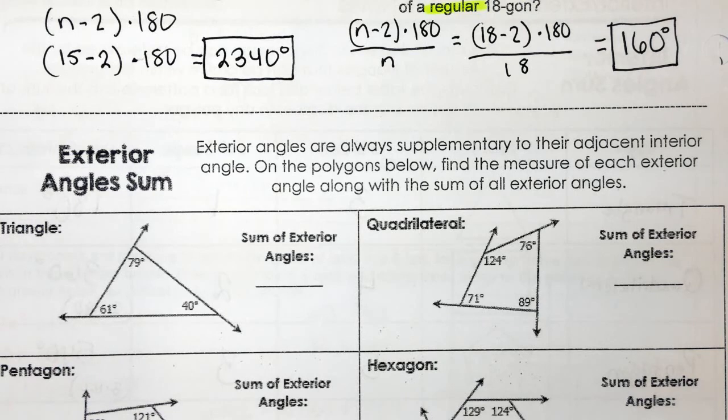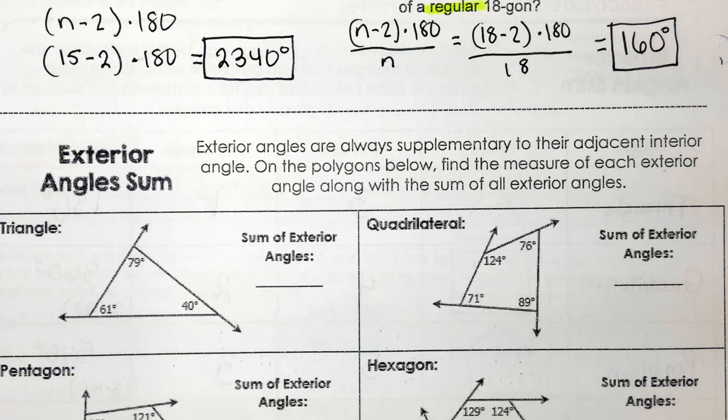Exterior angles. These are the outside angles. Y'all should know this. Exterior angles are always supplementary. Keyword there. Supplementary meaning what? 180, right? To their adjacent interior angle. On the polygons below, find the measure of each exterior angle along with the sum of all the exterior angles. Tim will come for you for the hexagon, so work on that one.